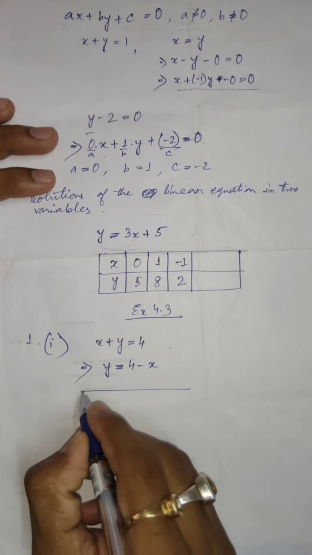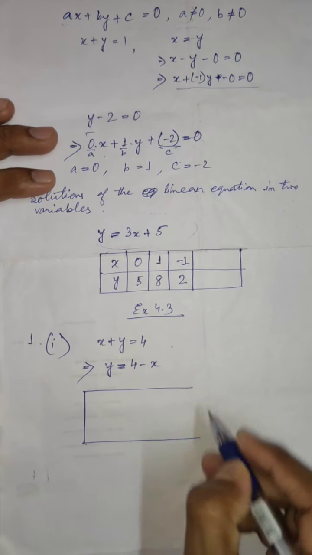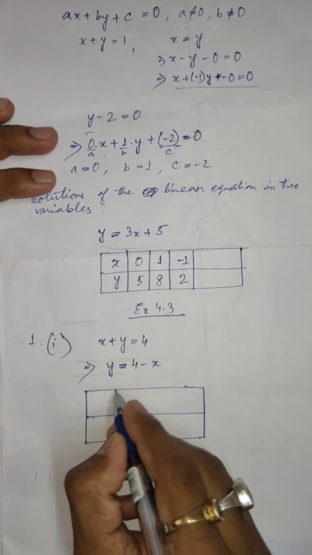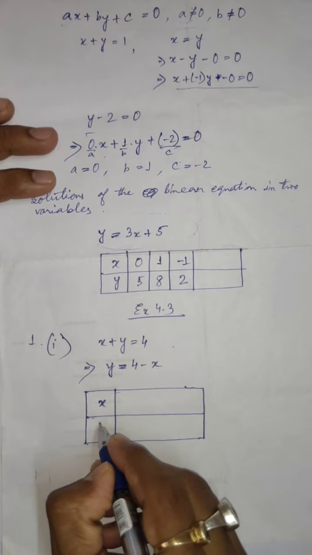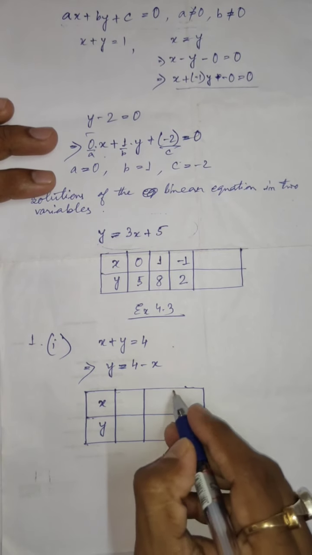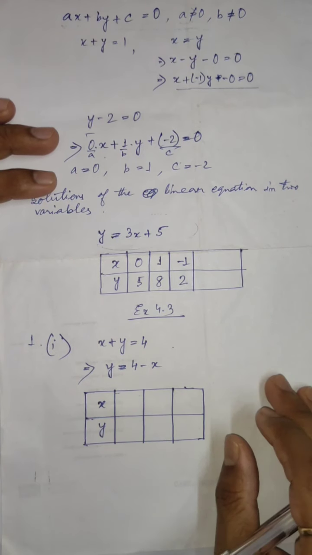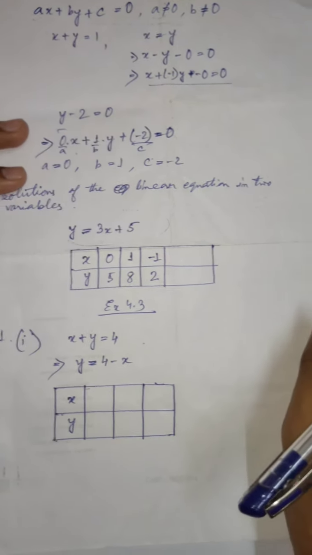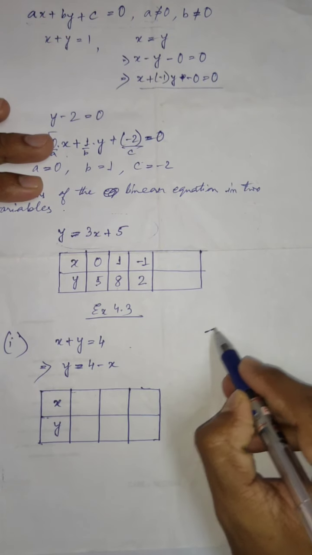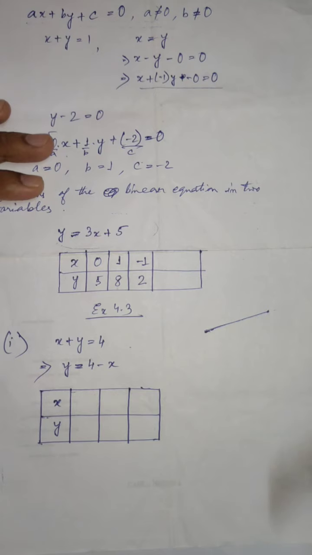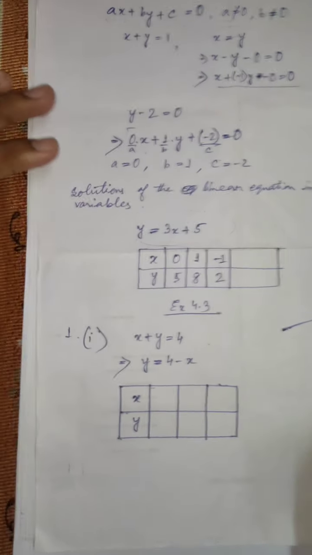Now we shall make a simple table to plot this graph, x and y. I am here taking 3 points. You can take more points, as many as you want. At least 2 points are required to draw a graph, because we have learned in the earlier classes that in order to draw a straight line we need at least 2 points. Otherwise you cannot draw a straight line.